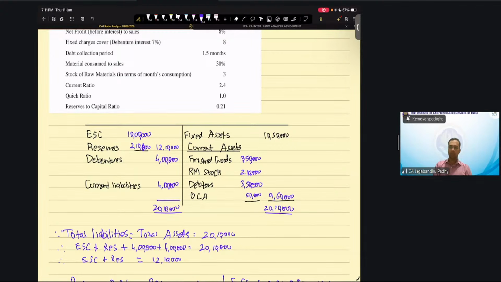Are we good, everyone? Yep. Did you all get the values? Yes. 20,10,000 is the balance sheet total. And we got the remaining values of the balance sheet.